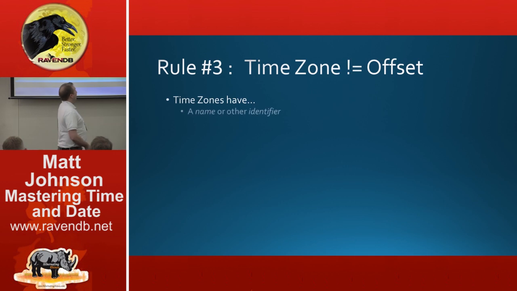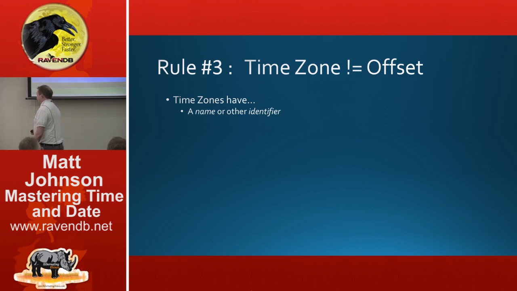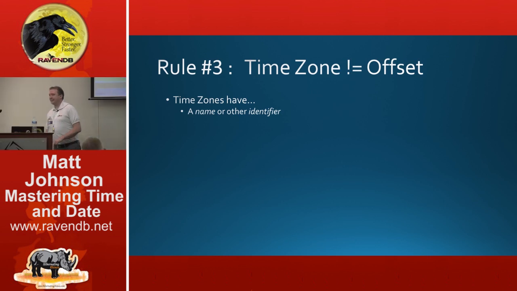Time zones have more information. We have a name or an identifier. In the Microsoft Time Zone database, you have names that are a little confusing. You have things that say Eastern Standard Time, and really they mean Eastern Time, composed of Eastern Standard Time and Eastern Daylight Time. So you have to be aware of those little nuances.